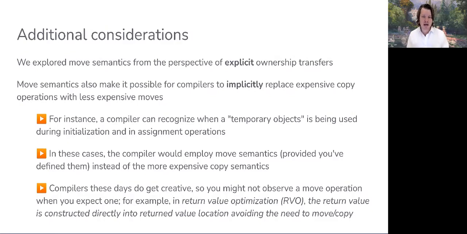Compilers these days do get creative, so you might not observe a move operation when you expect one. For example, in return value optimization, RVO, the return value is constructed directly into the return value location, avoiding the need to perform any sort of move or copy operation, which is pretty cool. But understand that once we've defined move semantics for objects of the type, it's not only us who are going to be using them, but the compiler will also invoke them in various cases to provide a more efficient execution.